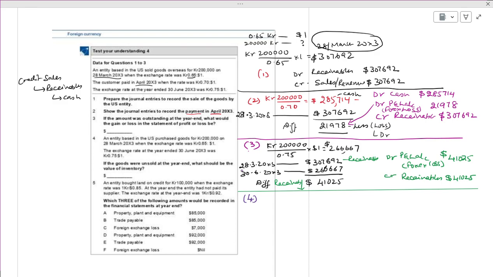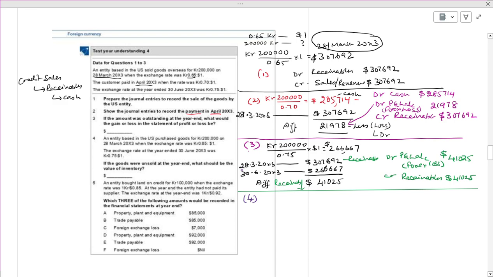Yes, sure. An entity based in the US purchased goods for 200,000 on 28th March. The exchange rate is 0.65. The exchange rate at the year end is 0.75. If the goods were unsold, what should be the value of inventory? You have to tell. I will not do it.